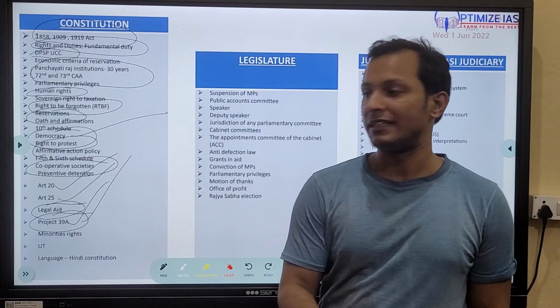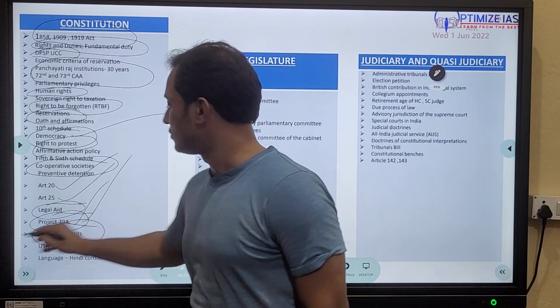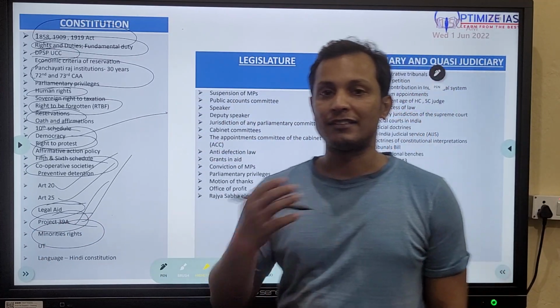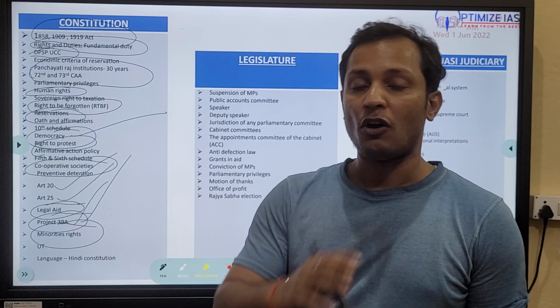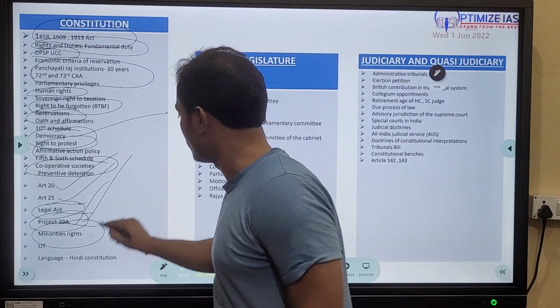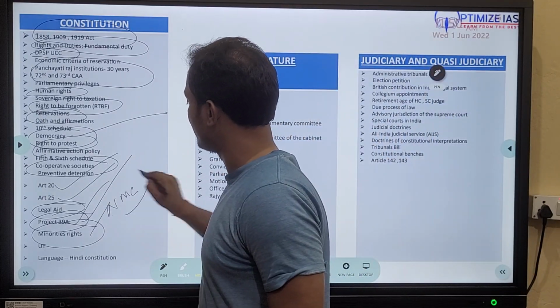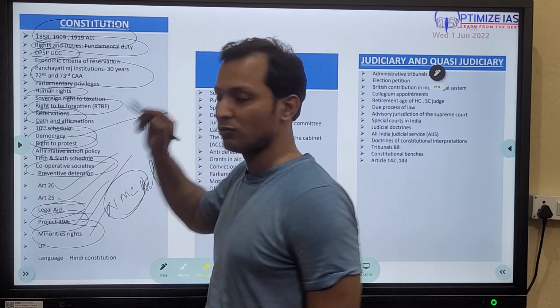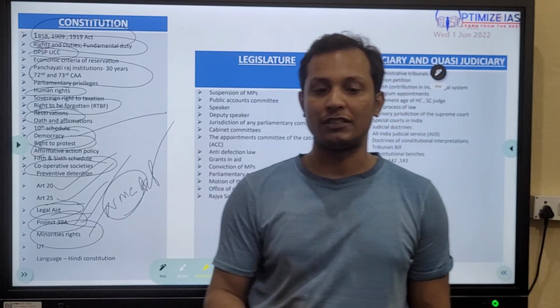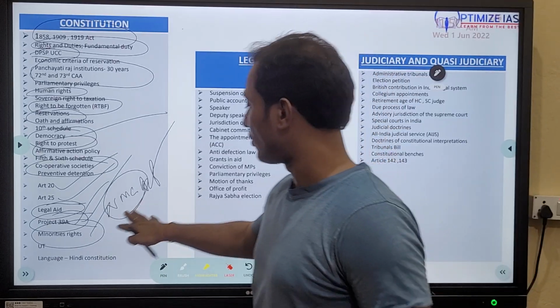Then minority rights. Who is a minority? The Constitution defines minority. What are the various rights given to the minority? All these things are very important. Here you can also refer to the National Commission for Minorities Act, very important. Who are the minorities? Who can define minorities, the states or the Centre? This is very important, guys, this year.